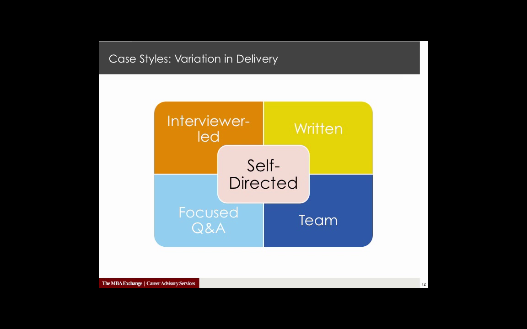Next, there's a dimension of the case style and the delivery approach that consulting firms use.